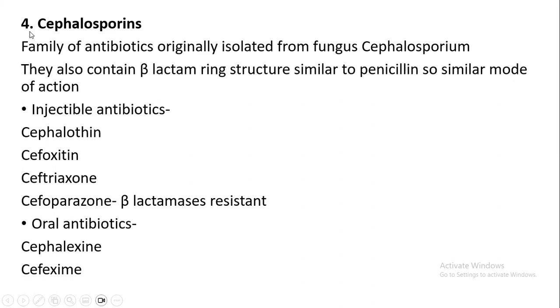The next category is cephalosporins. These are a family of antibiotics that were originally isolated from the fungus Cephalosporium. It also contains a beta-lactam ring structure similar to that of penicillin, so they have a similar mode of action. They come in different forms such as injectable antibiotics, for example cefoxitin, or they can also be oral antibiotics such as cefixime.